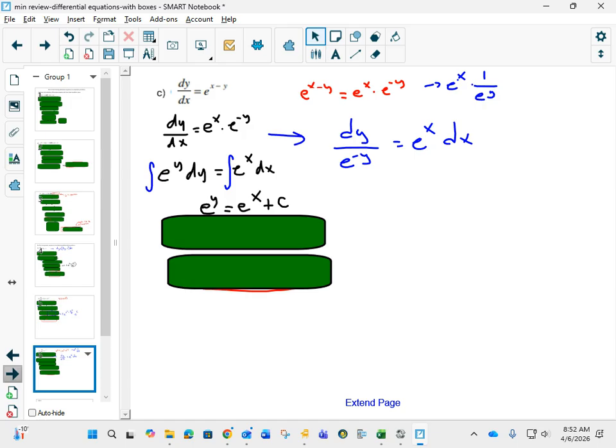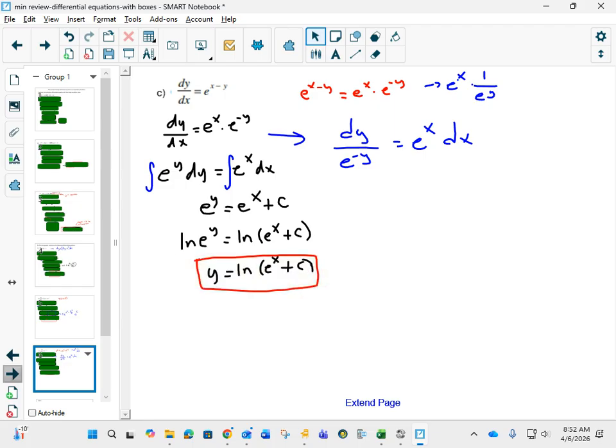And we get our plus c. If you want to get y by itself, you would have to take the natural log of both sides. You could bring the y then out in front. Natural log e is 1.